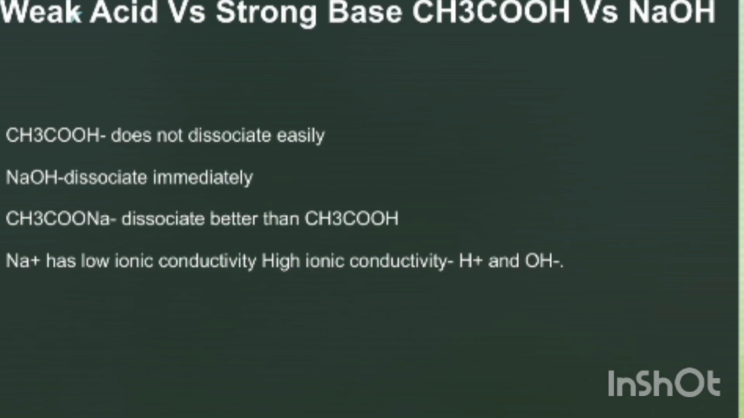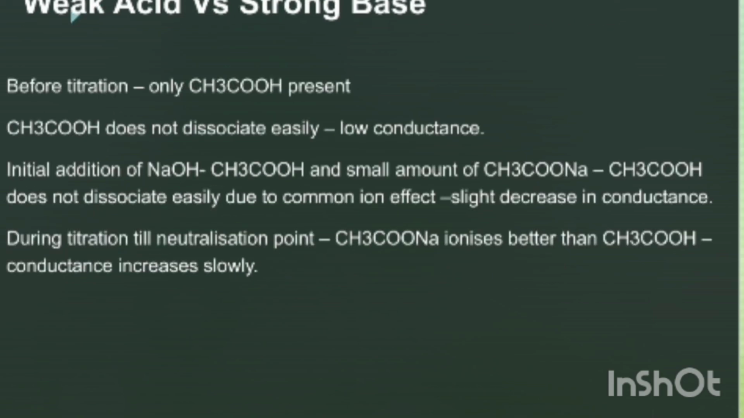At the neutralization point, all the acetic acid has reacted with the sodium hydroxide. We have only sodium acetate and water, and these two ions, CH3COO- ion and Na+ ion, show that the conductance increases as in the previous case. After the neutralization point, we don't have acetic acid to react with sodium hydroxide, but we are still adding sodium hydroxide. This accumulation of fast moving OH- ions with high ionic conductivity causes a drastic increase in conductance value after the neutralization point.